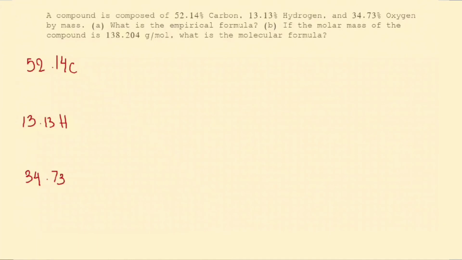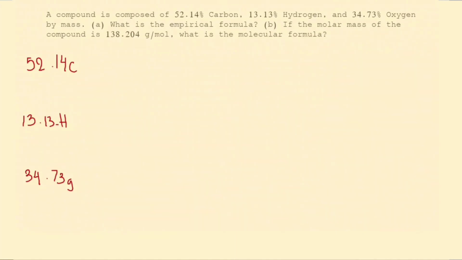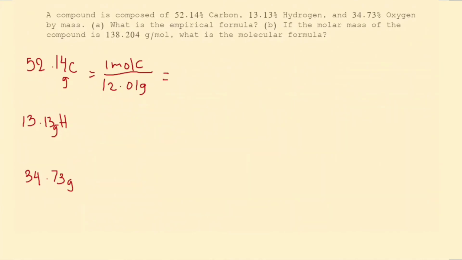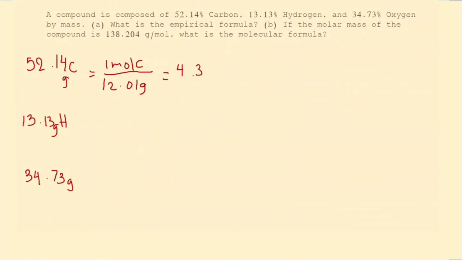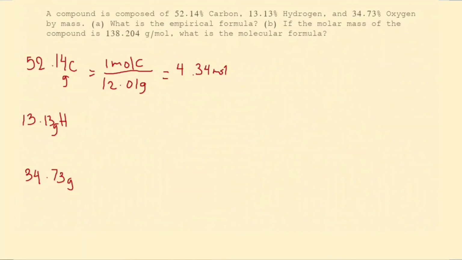In this problem, we are given the percent composition of carbon, hydrogen, and oxygen. Basically, when you are given the percent composition, simply make it grams. Now, the next step is you need to convert the grams into moles. So, for carbon, the atomic mass of carbon is 12.01 per mole. You want to set it this way so the grams would cancel. And then simply divide 52.14 by 12.01. You should get 4.34 moles of carbon.